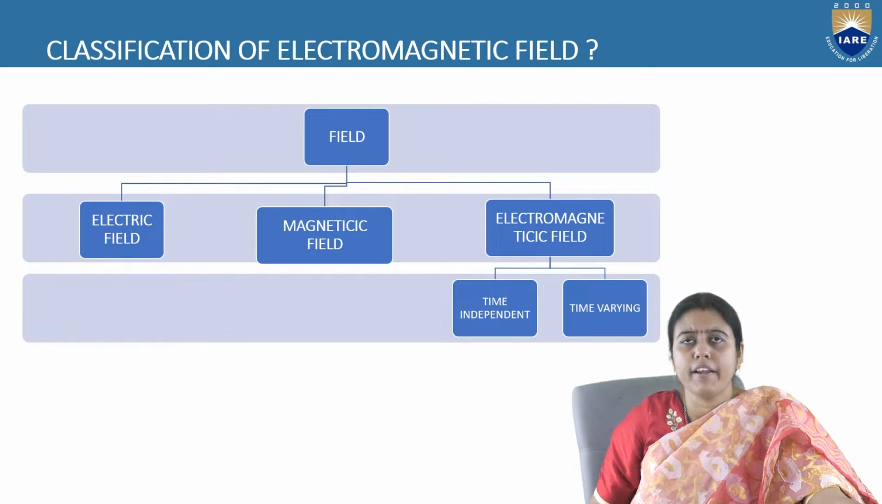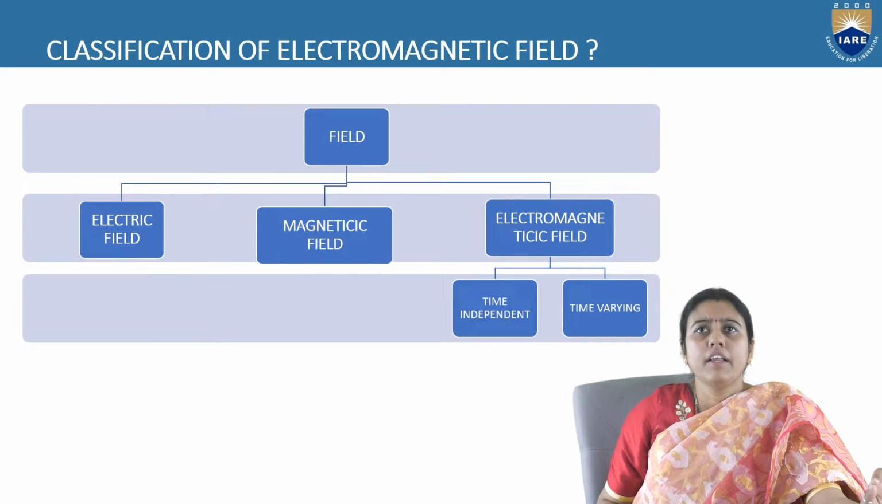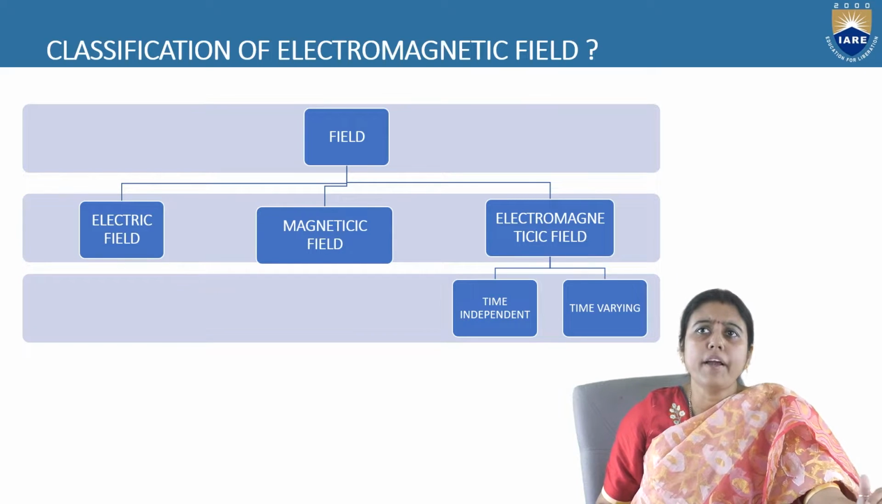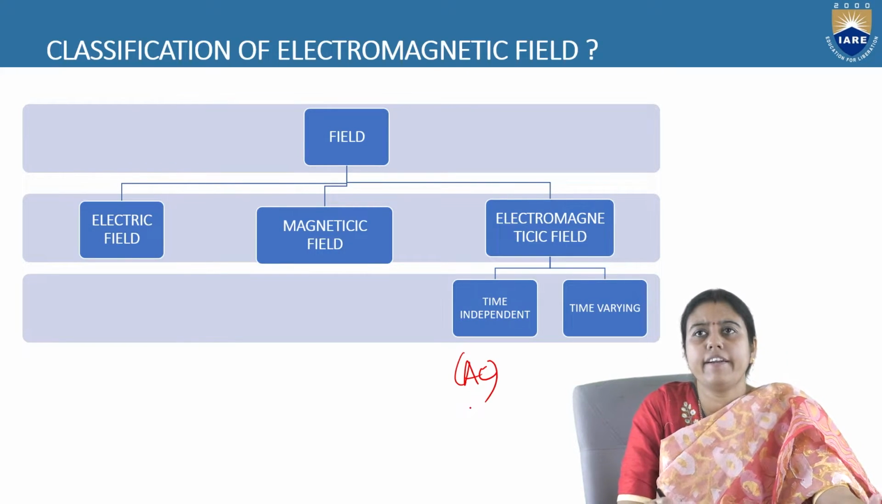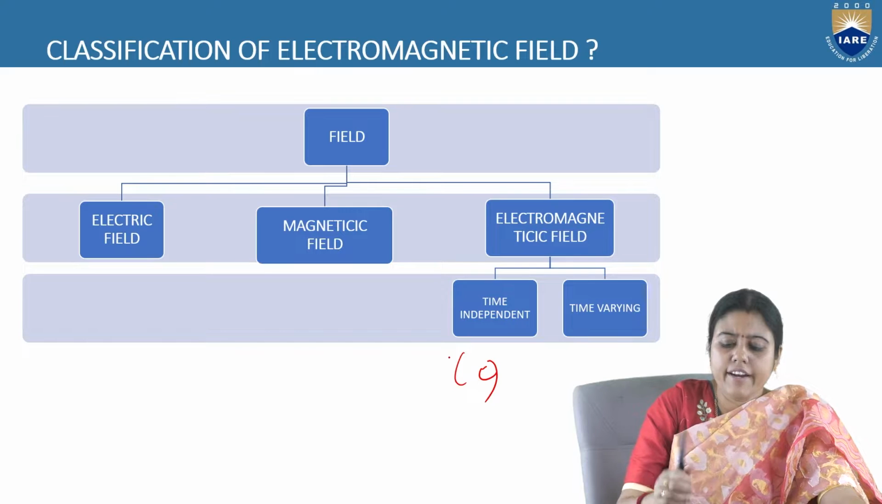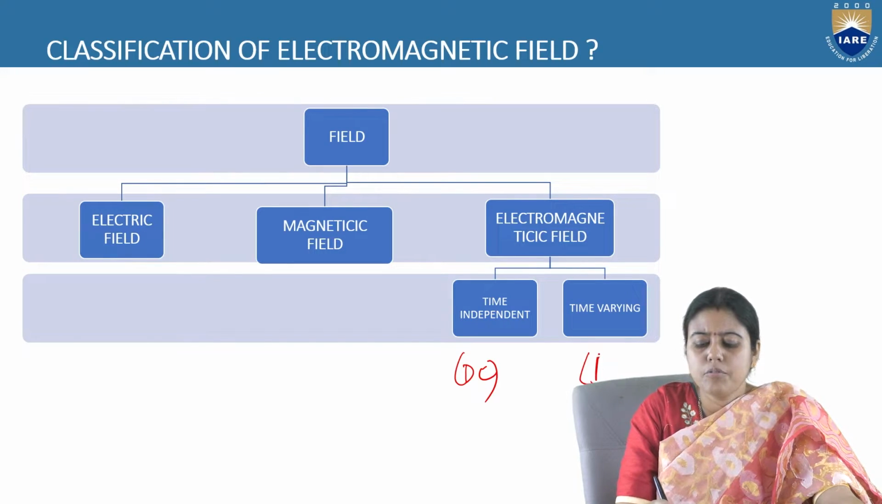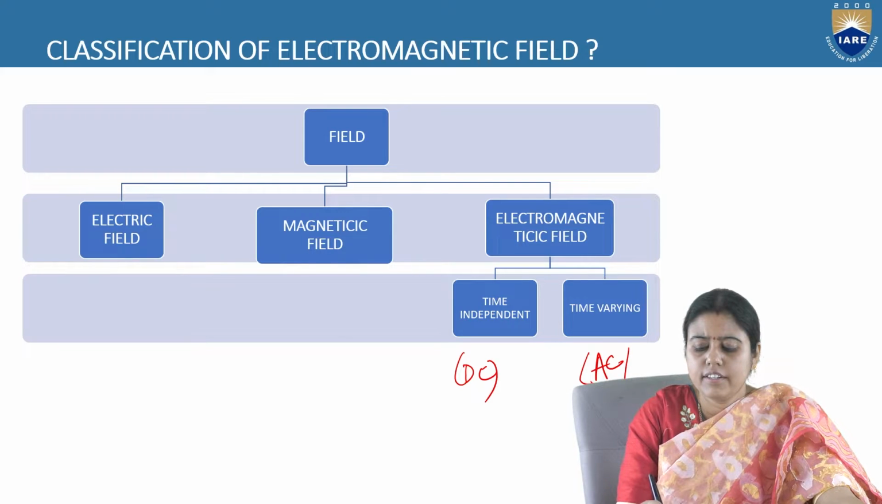So what is the electromagnetic field? I already discussed it in the last class. Just a quick recap: electric field, magnetic field, and electromagnetic field. The electromagnetic field is again of two types: time independent, which is due to the direct current or otherwise a constant electromagnet, and the time varying field, which is due to AC, or we can say the magnet is varying.